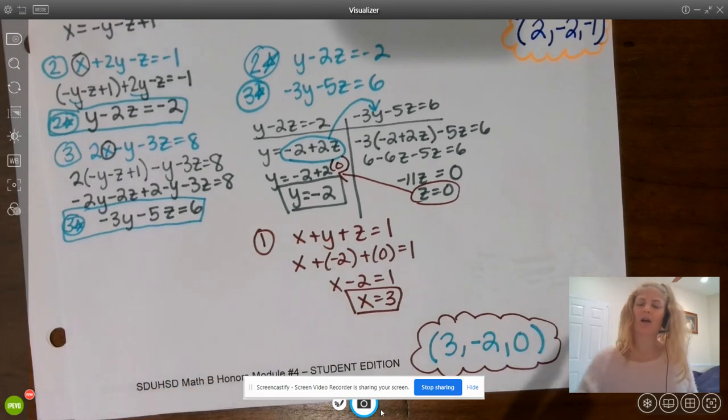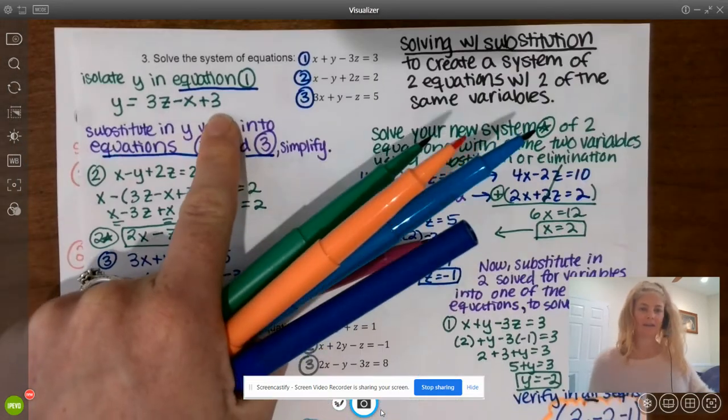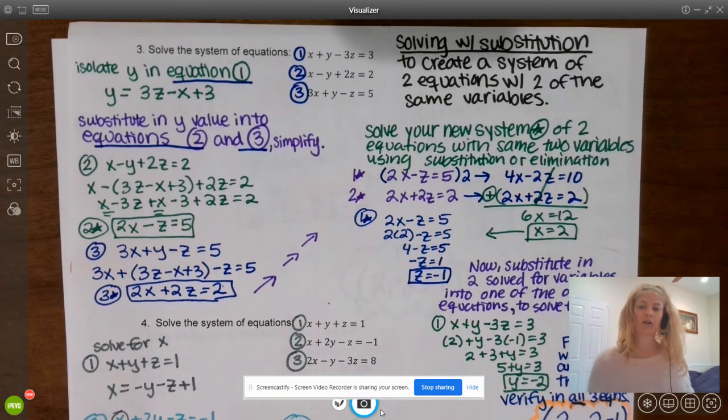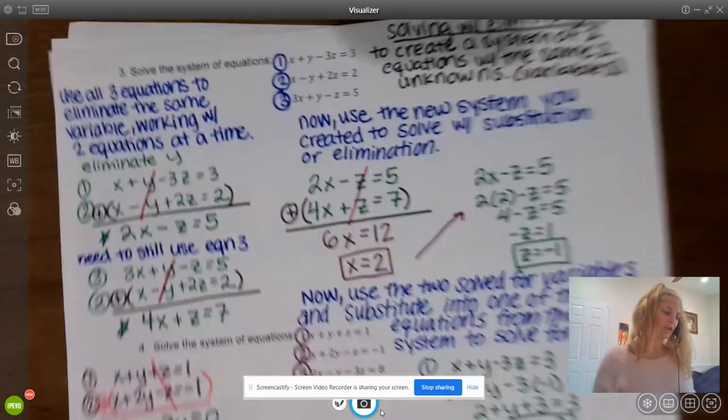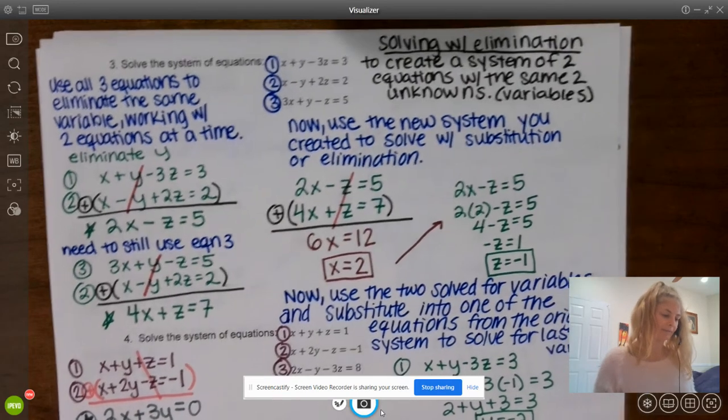Great job. What I want to show you, mini mathematicians, really quickly is that you don't have to do substitution in the very beginning. Remember what your goal is. Your goal is to write two equations, the same two unknowns, using all three equations. So something we could have done is used elimination. So I'm going to show you the same problems but solved with elimination, and this is also in the worked out notes linked on your calendar.